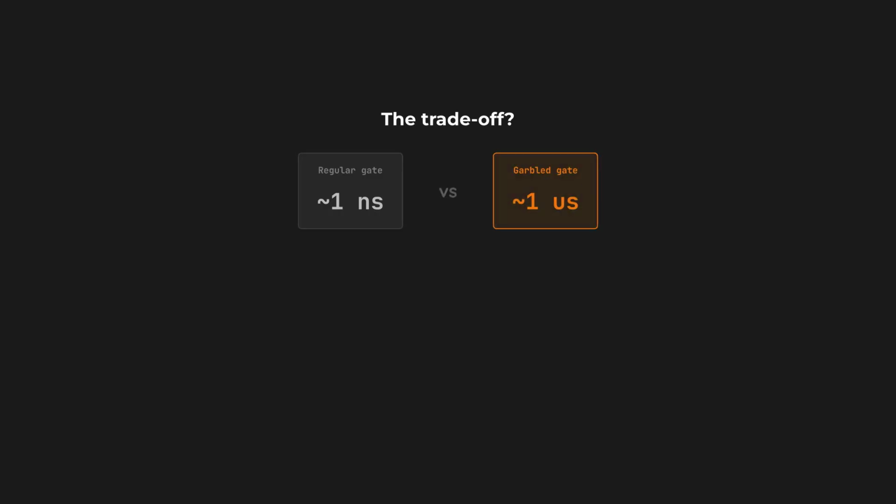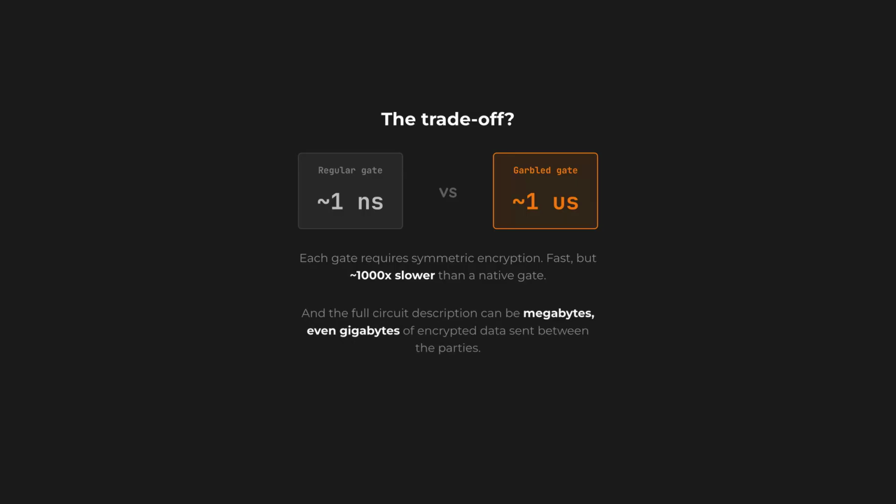But there's a trade-off. A regular logic gate takes about a nanosecond. A garbled gate, because it uses symmetric encryption, takes about a microsecond. That's roughly 1,000 times slower. And every gate in the circuit needs 4 encryptions, so the full circuit description can be megabytes, even gigabytes of encrypted data sent between the parties. Privacy has a cost, but it works.